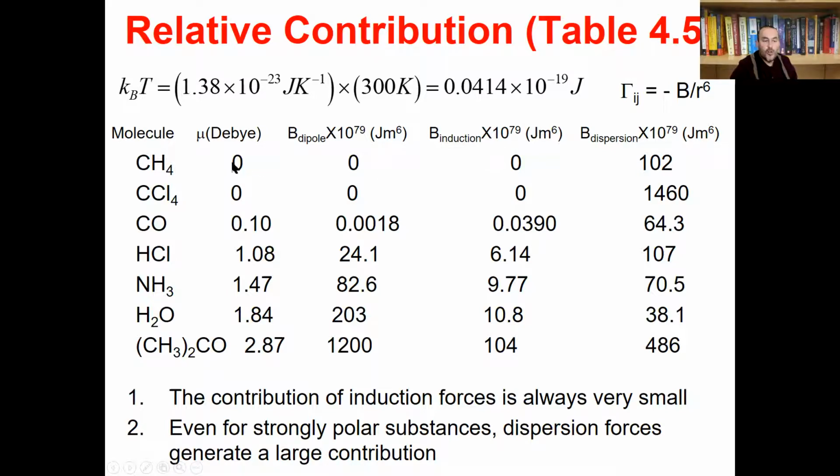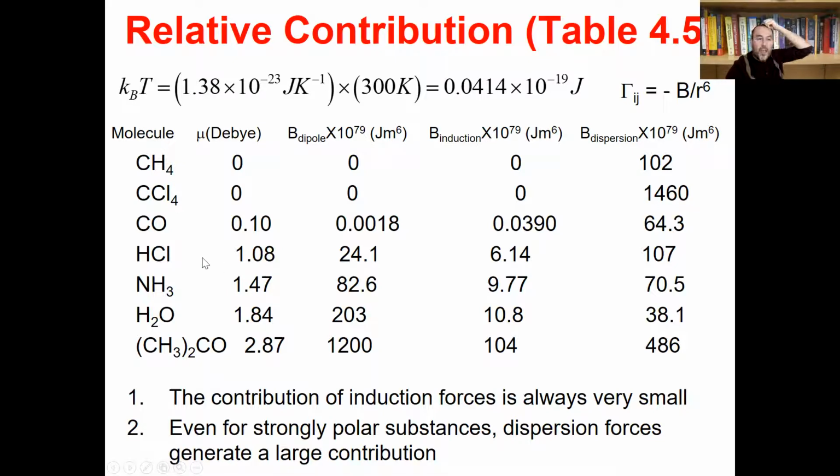Now, when there is no permanent dipole moment, you can forget about the dipole interactions or induced dipole interactions. Think about methane, for instance. You put methane in a box, there's no electric field. The only type of interaction that the system will have is the dispersion interaction. Okay, so it's always going to be there.